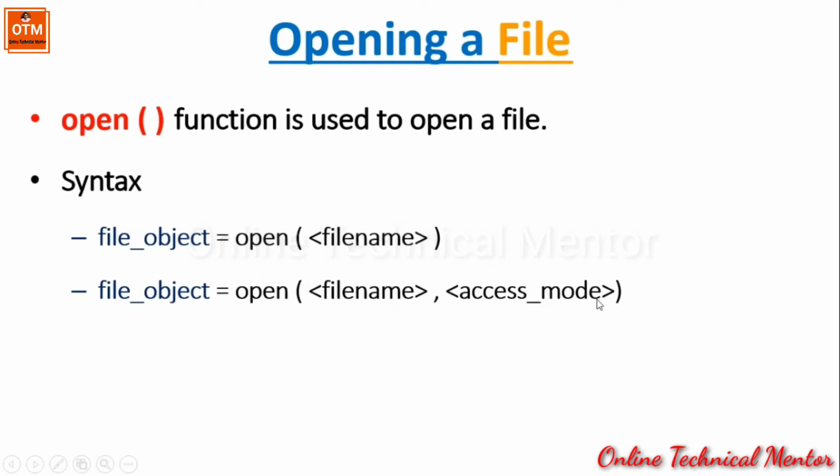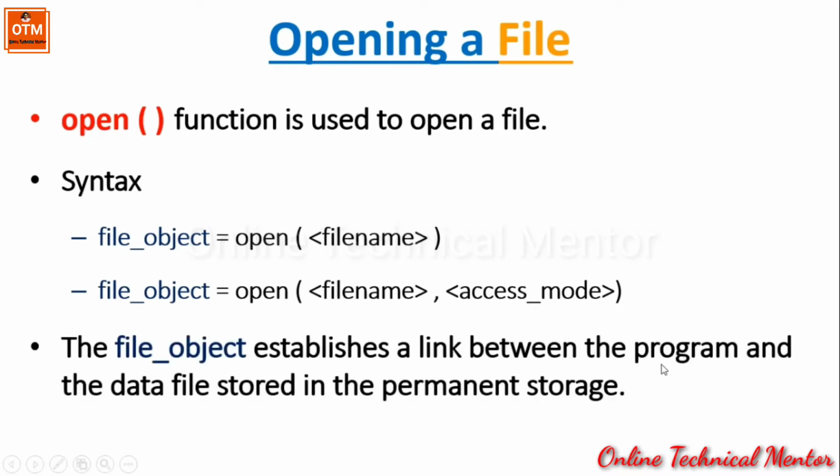This access mode specifies whether we want to read a file or write a file. When we do not specify any access mode while opening a file, it will be considered as read mode. That means we are going to open a file for reading purposes only. We cannot write at that time. And if I have to specify any access mode other than read, then I have to write the access mode at the side of the file name.